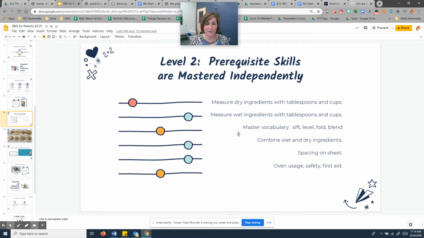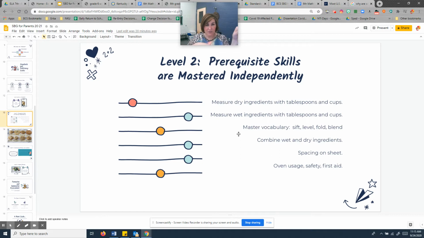I'm going to need to know how to measure dry ingredients with tablespoons, and probably teaspoons, I should have added that too, and cups. I'm going to need to be able to measure wet ingredients, tablespoons, teaspoons, and cups. There's some vocabulary I might need to know. I might need to know what sift means. I might need to know what level means, like if I'm going to try to level the flour in the cup. I might need to know what fold means, if I'm going to fold things together, or blend. Maybe I need to know what blend means. So there's some key vocabulary I need to know.